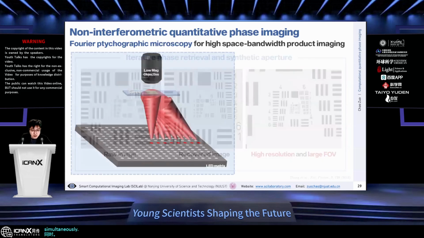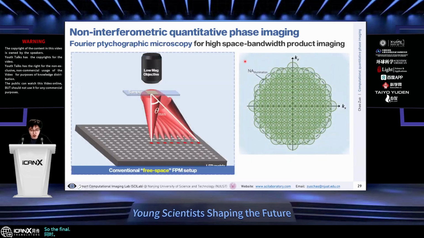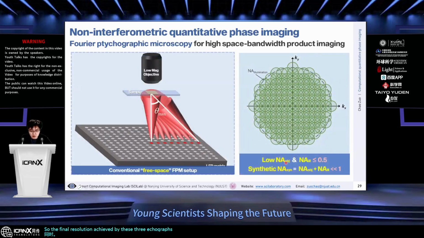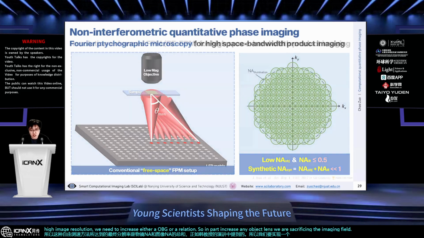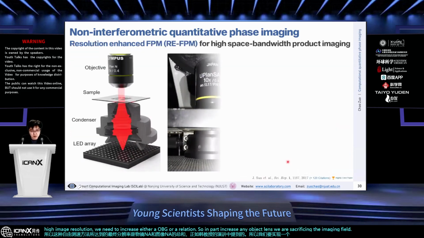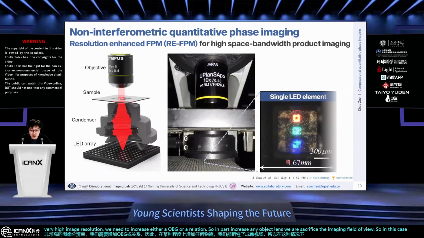So the final resolution achieved by this Fourier ptychography approach is the sum of the NA of the objective lens and the illumination NA, as mentioned in Professor An's talk. So if we want to achieve a very high imaging resolution, we need to increase either the NA of the objective or the NA of the illumination. But if we increase the NA of the objective lens, we sacrifice the imaging field of view. So in this case, we demonstrate a resolution-enhanced FPM by increasing the NA of the illumination.